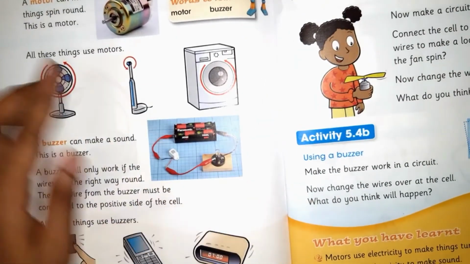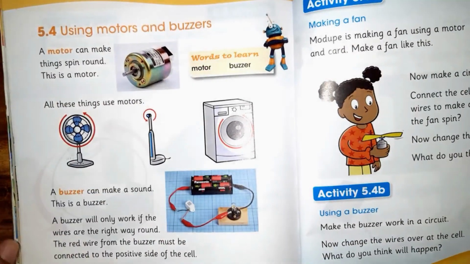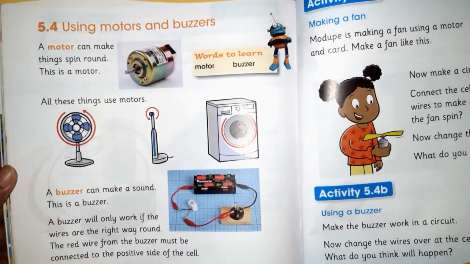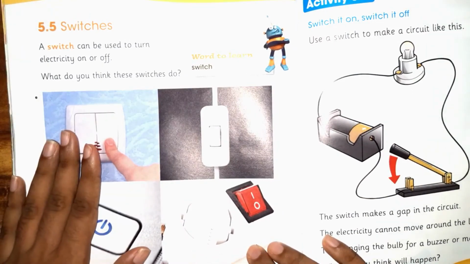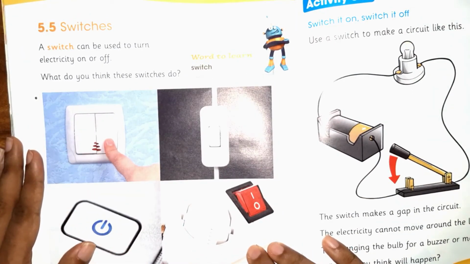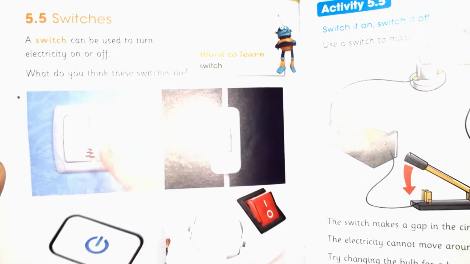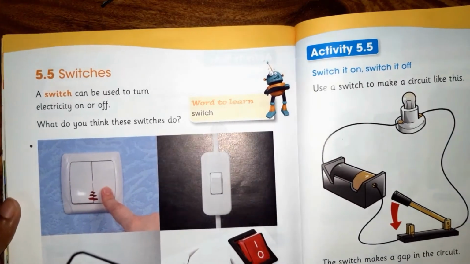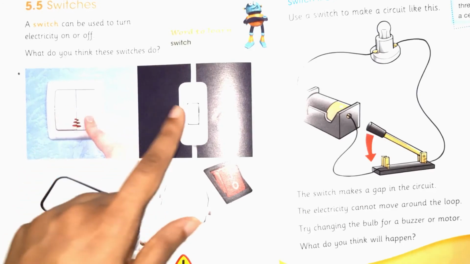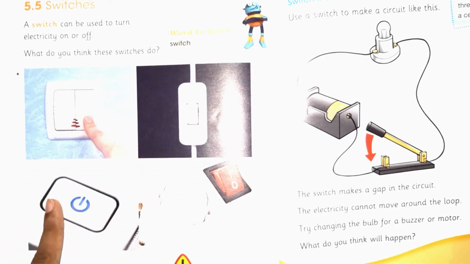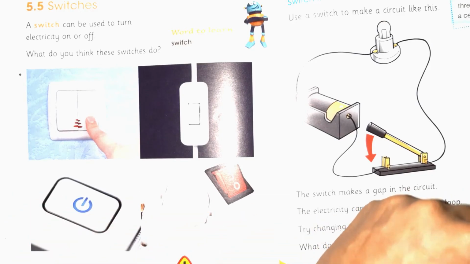Now we have done a motor, the motor and the buzzer. Okay, so I hope now you have an idea about how a buzzer is working, how a motor is working, and how a simple circuit is working. Now it is about switches. Okay, so you can see some simple examples are here, and I also found a simple switch for you.